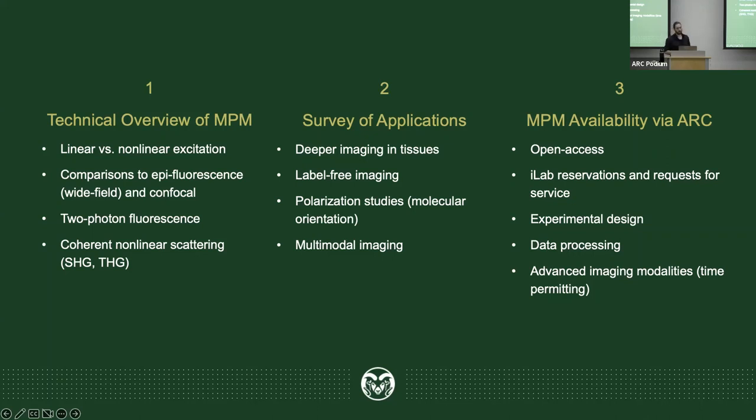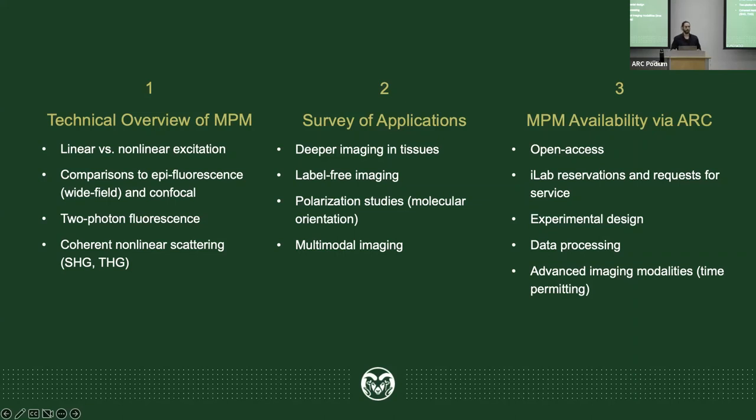There will be some equations. You don't have to know any of them. We will not go deep into mathematics on this. I want this just to be a high level understanding, and we'll try to compare it back to confocal or epifluorescence microscopy often, just so there's an intuitive understanding of what the differences are and how the application space varies a little bit. Multiphoton microscopy encompasses lots of different contrast modalities. We will talk about just three of them today: two photon fluorescence, second harmonic generation, and third harmonic generation.